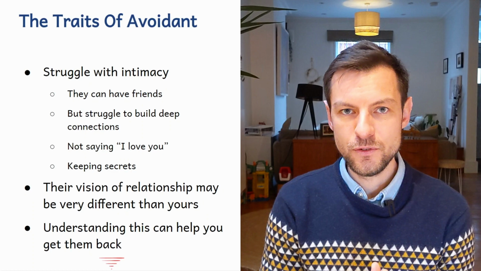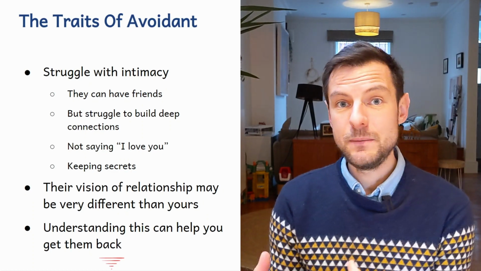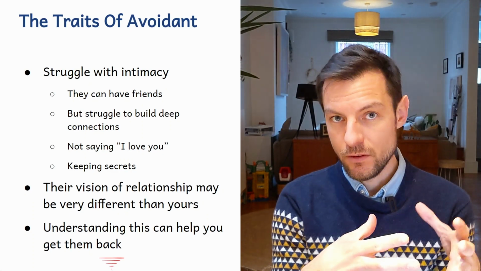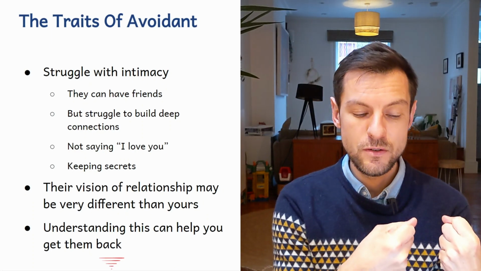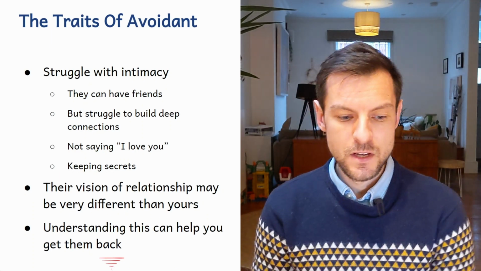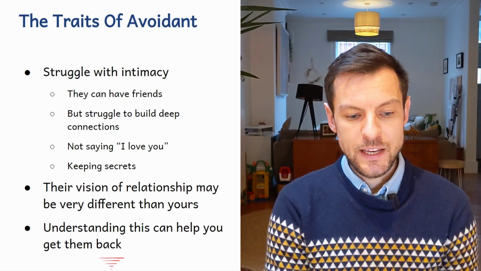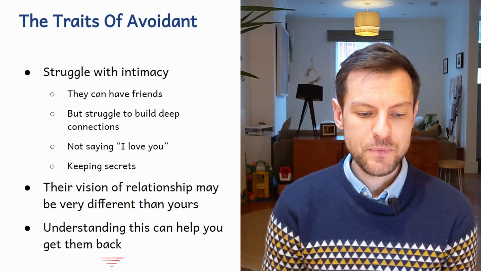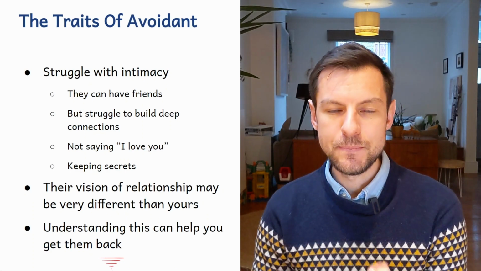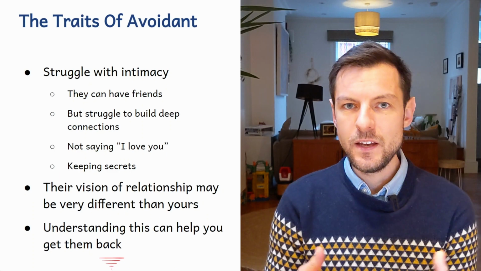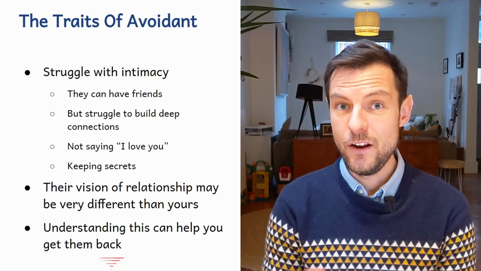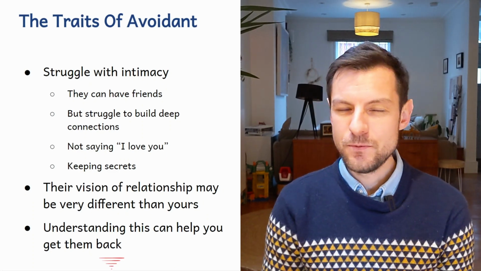The trait of an avoidant: they struggle with intimacy. That's really the core thing of avoidant people, that they have this deep fear of intimacy. So they can have friends, obviously, but they struggle to build deep connection. They sometimes struggle to say I love you, and they keep secrets.